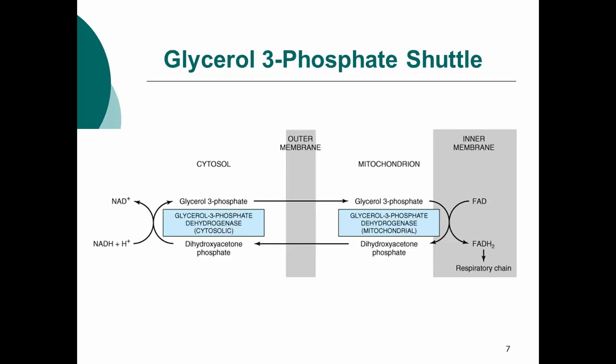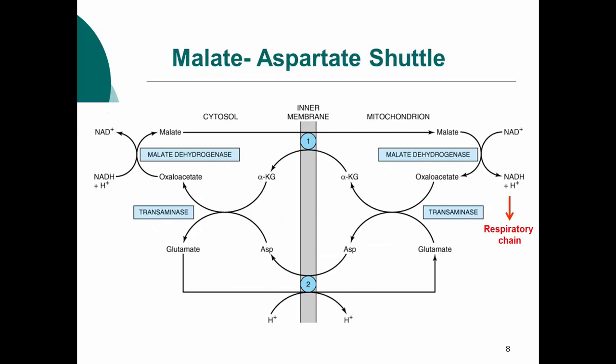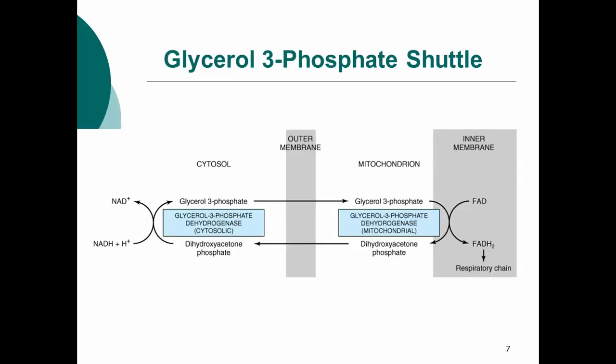There are actually 2 shuttle systems. One is called the glycerol 3-phosphate shuttle, and the other one, which we're going to talk about in the next slide, is called the malate aspartate shuttle. So the 2 different shuttles can transport the electrons from NADH generated in the cytosol into the NADH or FADH2 in the mitochondria. So let's talk about the glycerol 3-phosphate shuttle first.